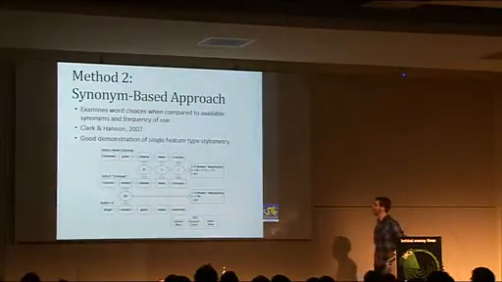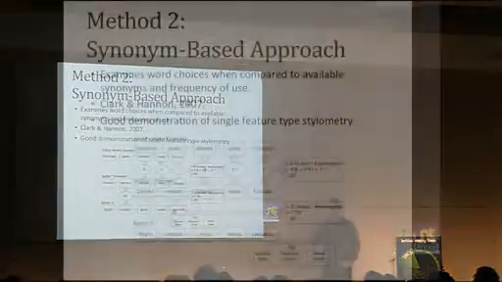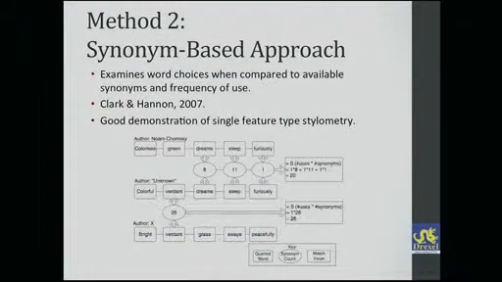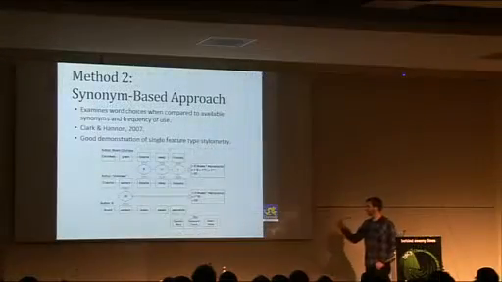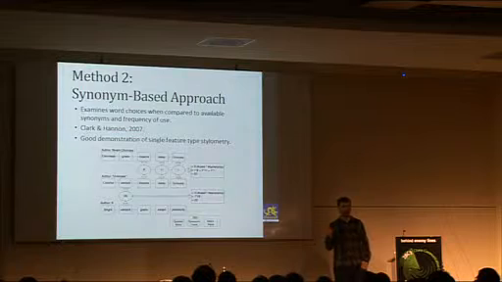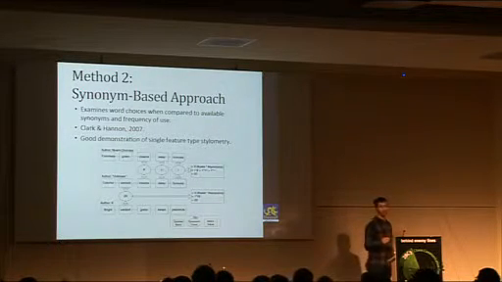The second approach is a synonym-based approach, where the only thing looked at is the word choices involved in the text. So say you choose to use the word verdant instead of the word green. Well, that might be highly indicative of authorship, depending on how often the word verdant is used in the data set you're comparing it against. This is interesting because it's really just a one-feature analysis of text, but it does a really good job of identifying authors.